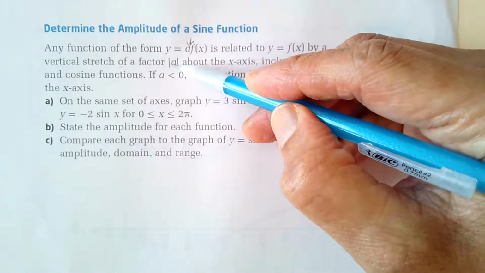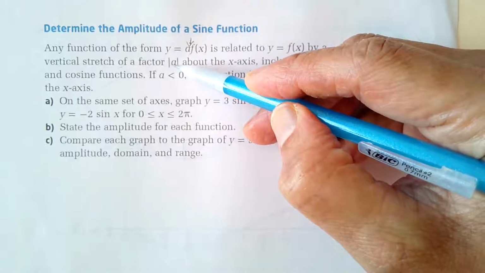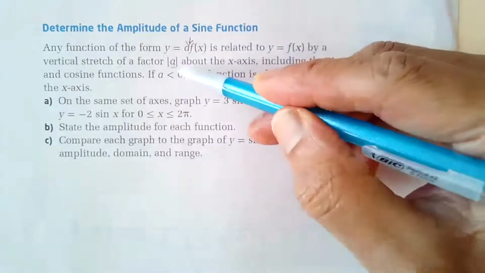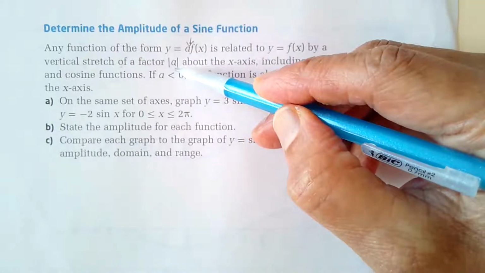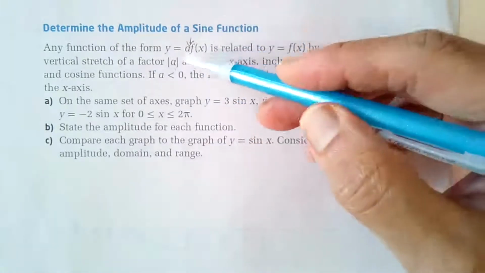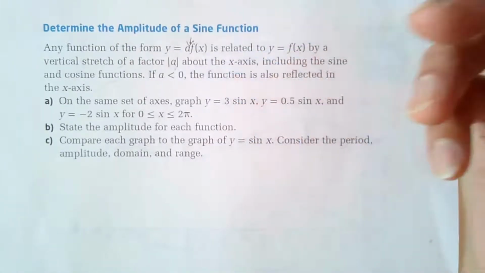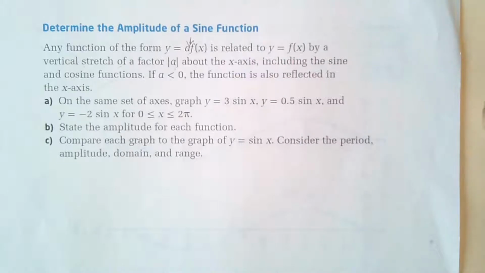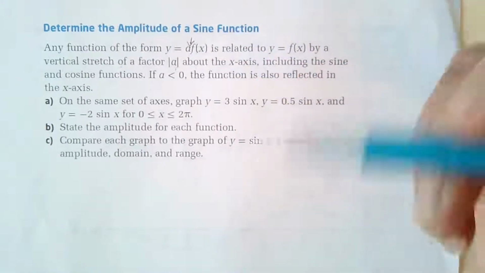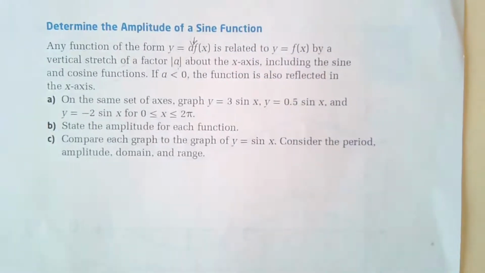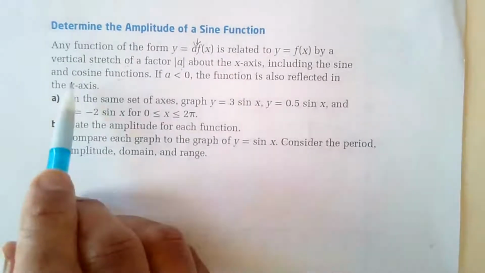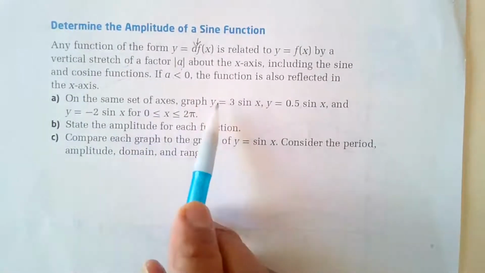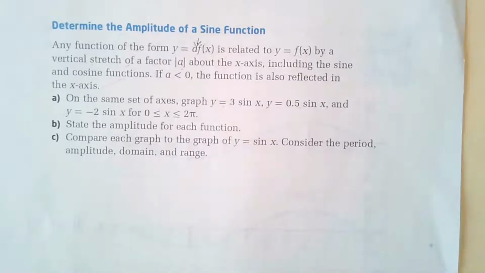If you have a stretch or a compression based on the a value: if a is between 0 and 1, you have a compression. If a is greater than 1, you have a stretch. If it's negative, you have a reflection. Same as what you did earlier in transformations. Okay, so let's look at this one here.